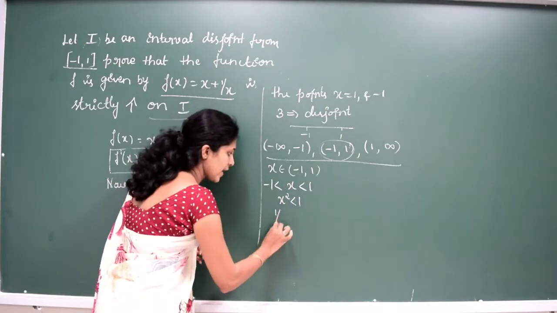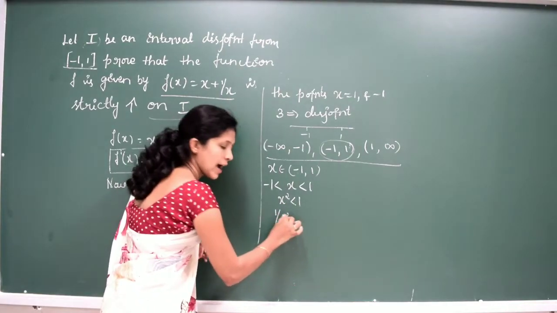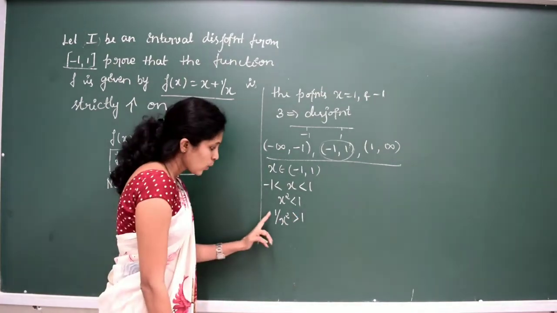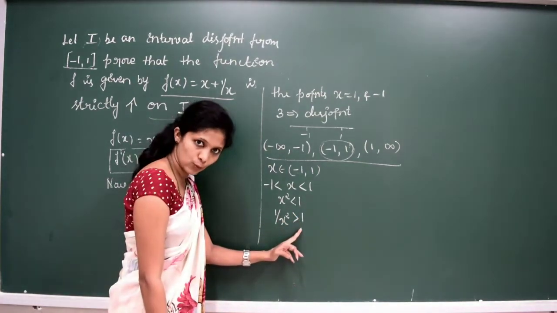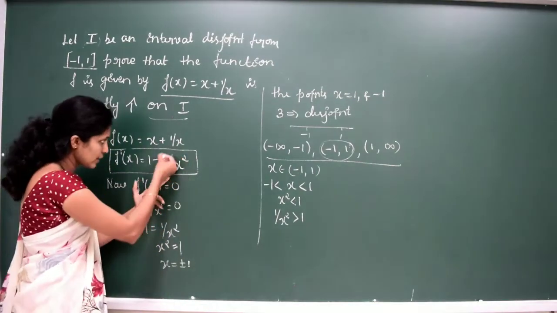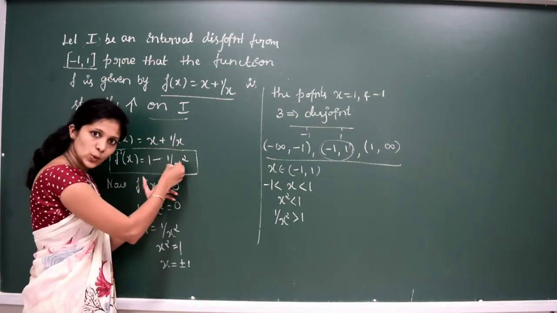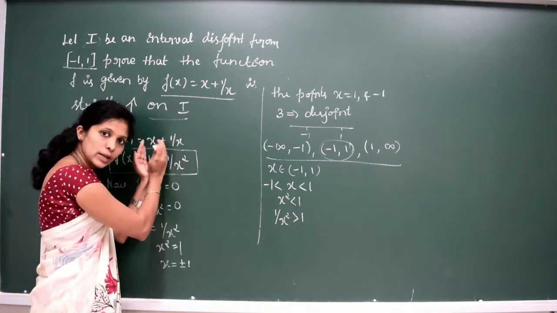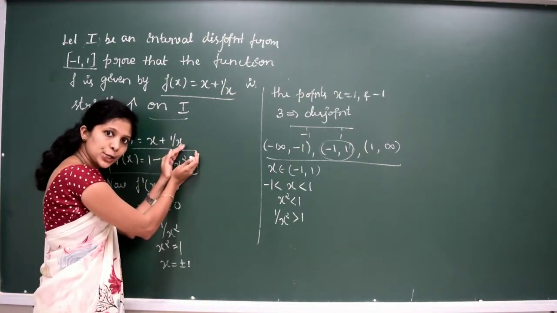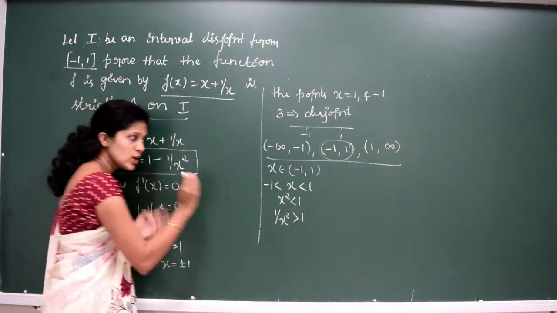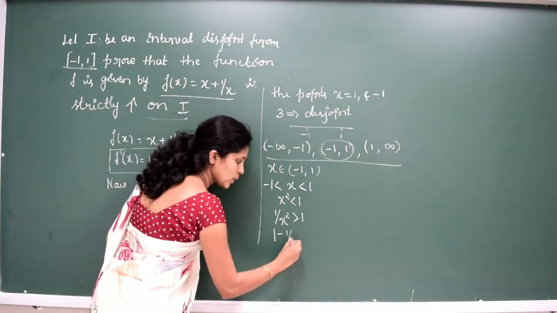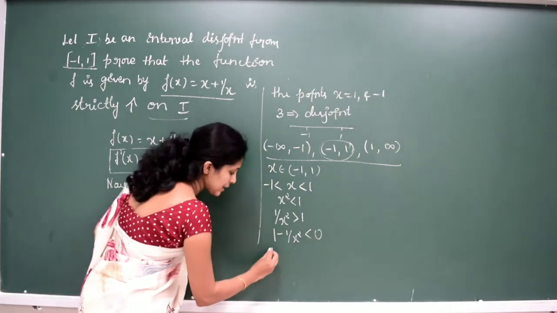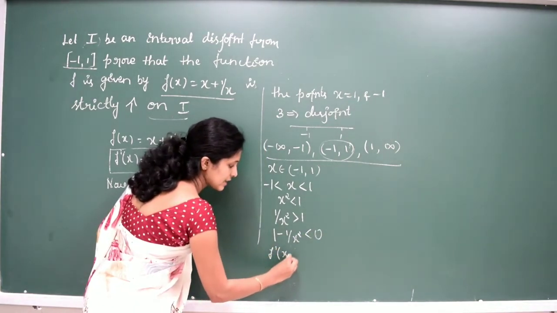So by this, the value of 1 by x square, I have taken the reciprocal, will be greater than 1. Is it clear? 1 by x square is greater than 1. So since this is greater than 1, 1 minus something greater than 1 will be negative. Right, you will get the negative value. So by this we can write 1 minus 1 by x square will be negative, that is less than 0. And f dash of x is less than 0.